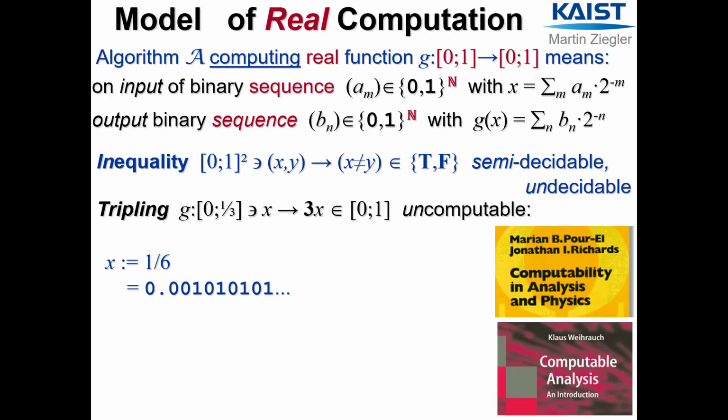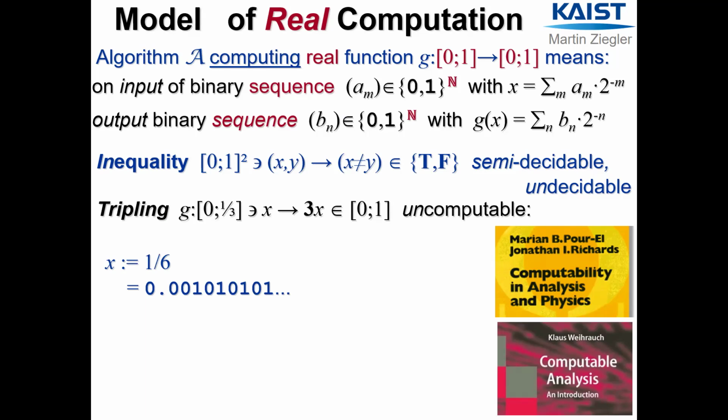Let me show you the reason. Proof by contradiction. Suppose there is an algorithm that computes tripling in the binary expansion, and in particular it will be able to triple the rational number 1/6 with this binary expansion 0.0010100101. So what is the result of tripling this? This is 1/2.